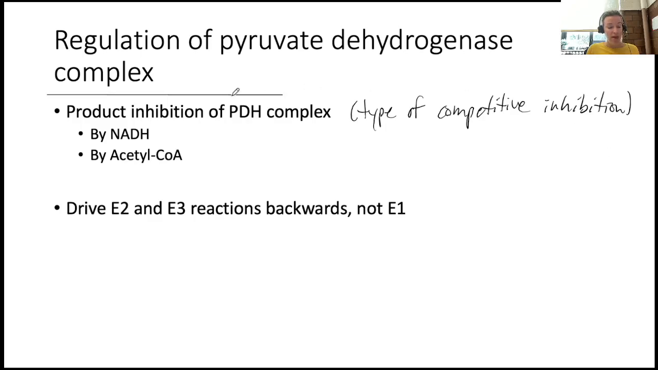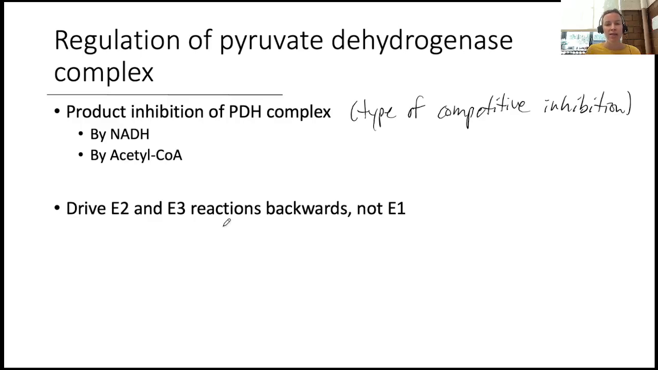So, if there is a lot of product left, right, we don't need to make more. That product gets stuck in the active site and will prevent further chemistry from happening. This will drive the enzymes E2 and E3 backwards, right? It'll stop them from happening. E1 can't be driven backward. This is why it's a unidirectional reaction. We think of this as irreversible, especially for this enzyme, because remember, one of the products is CO2, and we're not just going to recapture CO2 and put it back onto pyruvate.